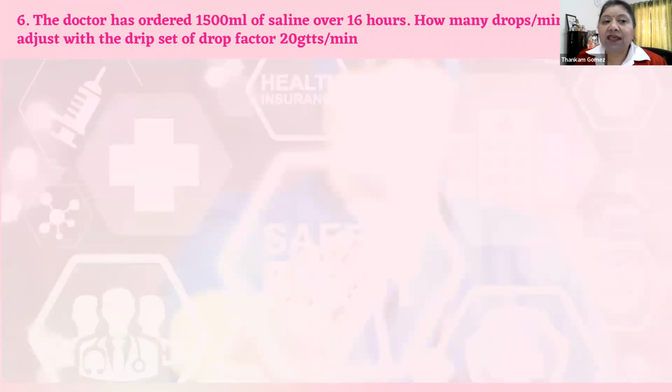Okay, next one is about IV infusion. So there is drug calculation, and there is IV infusion. The doctor has ordered 1500 ml of saline over 16 hours. How many drops per minute will you adjust with a drip set of drop factor 20 drops per ml? I'm not going to give you options. Let me see whether you can do some mathematics and get the right answer. You have to know how to calculate. You have to know the formula so that you get the right answer. So your time starts now. Let's see whether I can get the correct answer in 30 seconds or 1 minute.